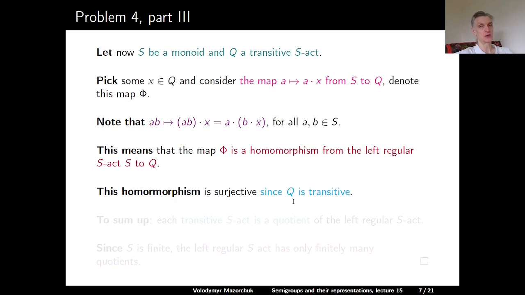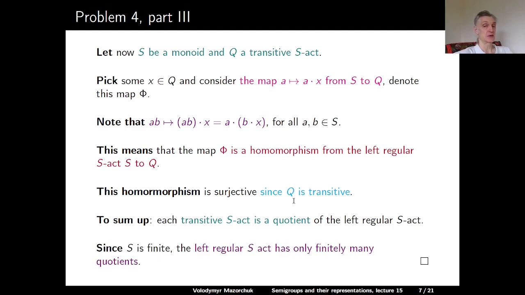The image of this homomorphism is obviously an S invariant subset of Q. And to sum up, each transitive S act is a quotient of the left regular S act. Since S is finite, the left regular S act has only finitely many quotients, and this completes the problem.